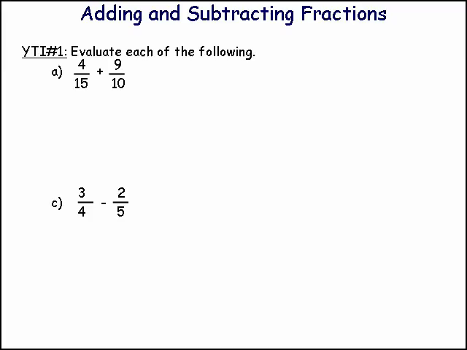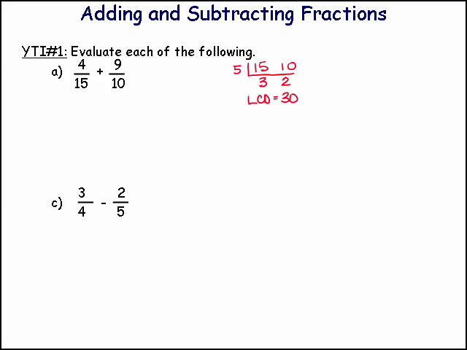Okay, you try it, number 1A. Evaluate this fraction, 4/15 plus 9/10. Okay, what is the least common denominator of these two numbers? So we've got 15 and 10. If we factor out a 5 from each, we're left with 3 and 2. Okay, so the LCD is 5 times 3 times 2, which is 30. Okay, so we have a least common denominator of 30.